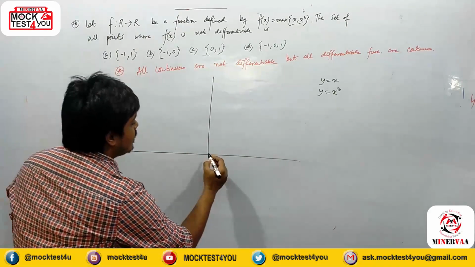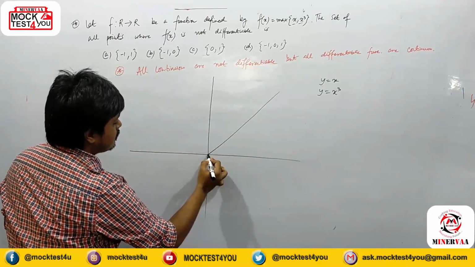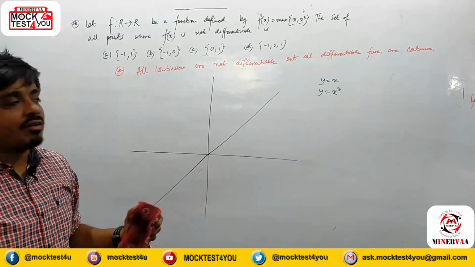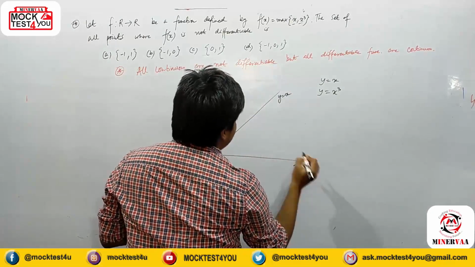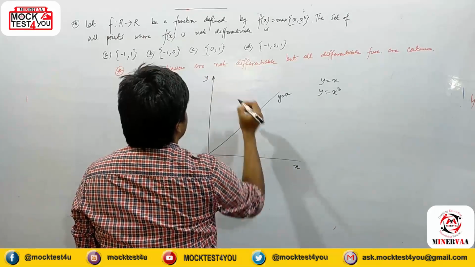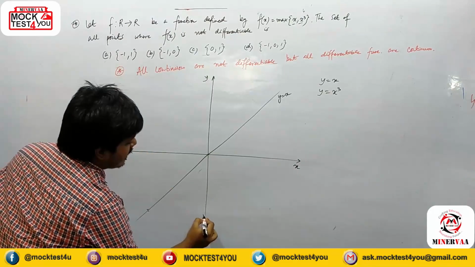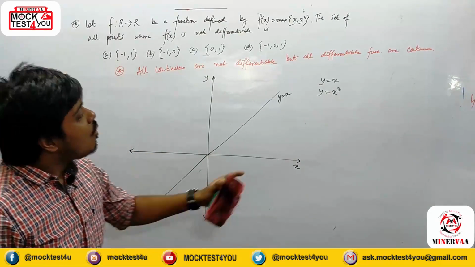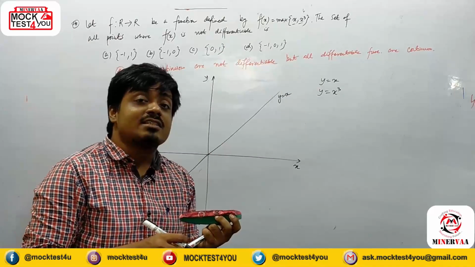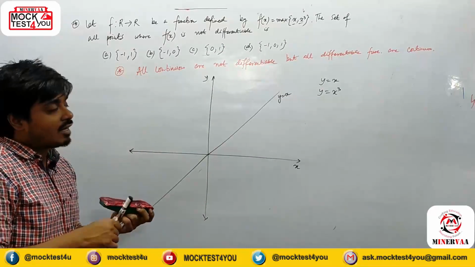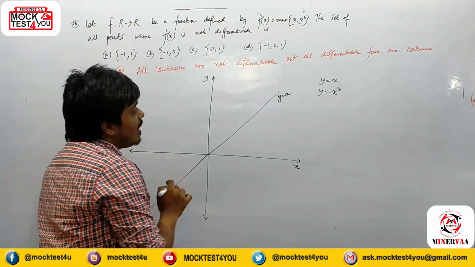It's a straight line passing through the origin. Everybody knows. So this is my y is equal to x graph. I will write here y is equal to x. Here it's x, here it's y. Now we have the y is equal to x cube graph. Now how to draw y is equal to x cube? Look here very, very clearly. We'll draw it like this.